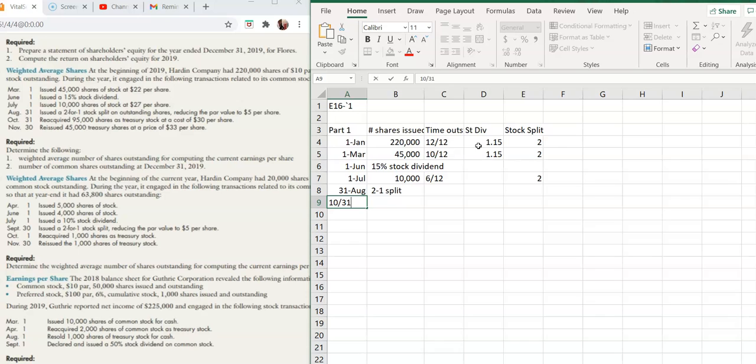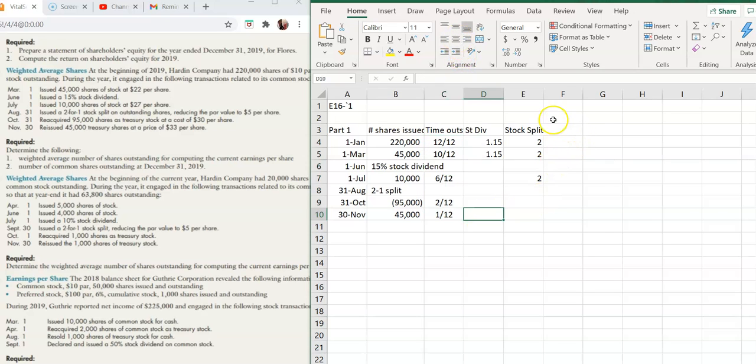Then 10/31, I bought back 95,000 shares for treasury stock, so that's going to be a minus. There's only November and December left because it's the end of October, so that's going to be times 2 out of 12. And then I reissued some of them on November the 30th, 45,000 shares. That's going to be times 1 over 12. I'm going to make all these.